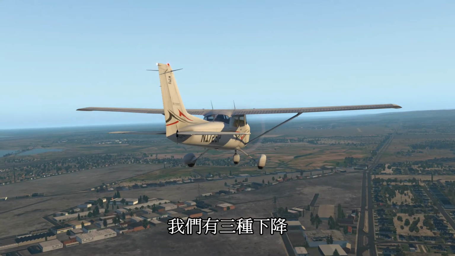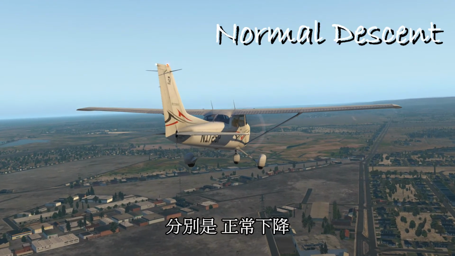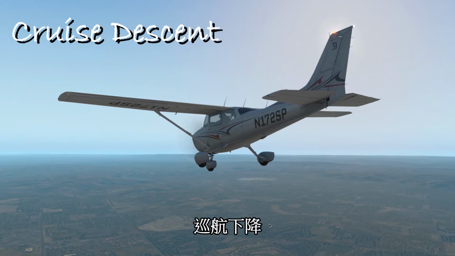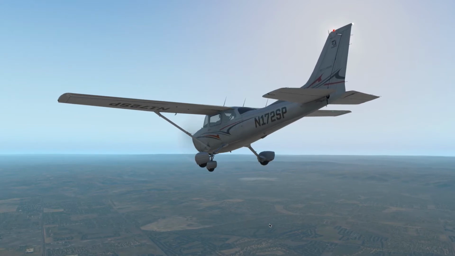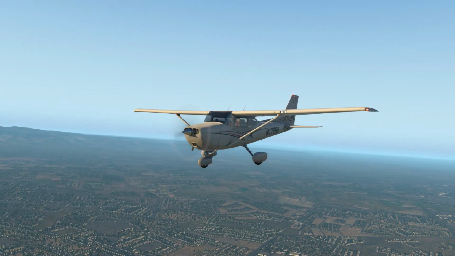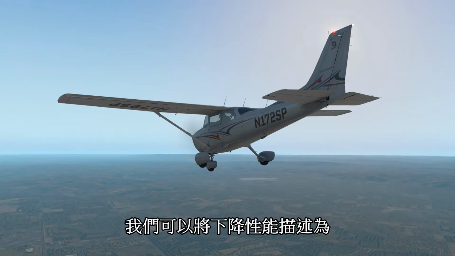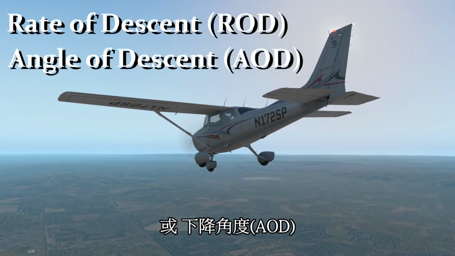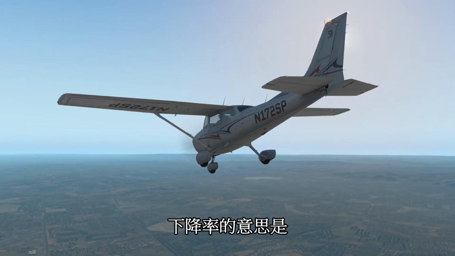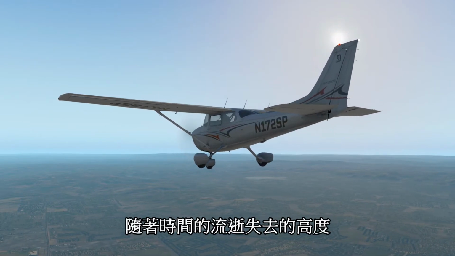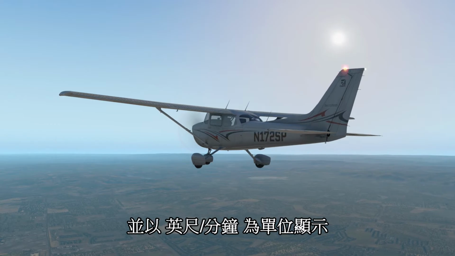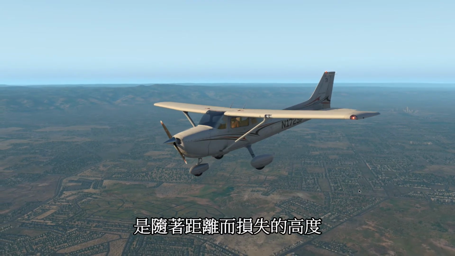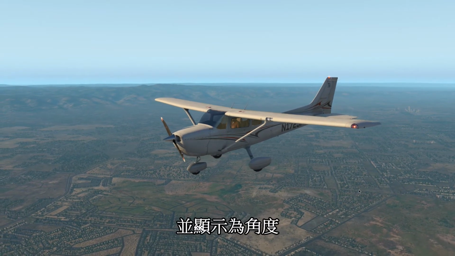In descent, we have three types. They are normal descent, cruise descent, and glide descent. Like a climb, we can describe descent performance as either rate of descent (ROD) or angle of descent (AOD). Rate of descent means the altitude lost over time, shown in feet per minute. For AOD, it is altitude lost over distance and shown as an angle.